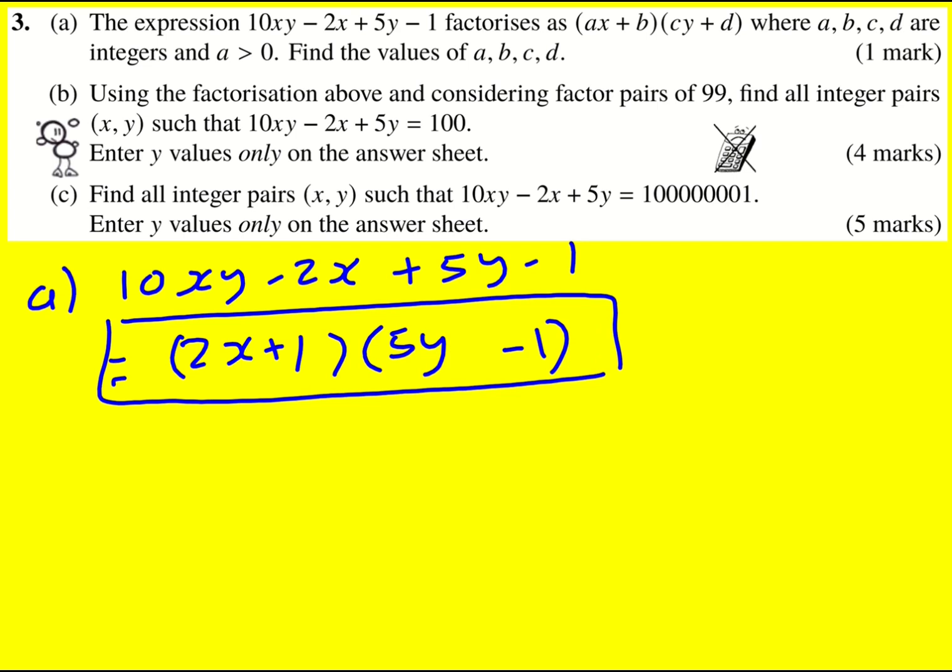It's a slightly different approach to when you're just factorizing a normal quadratic, but there are some similarities in there as well.